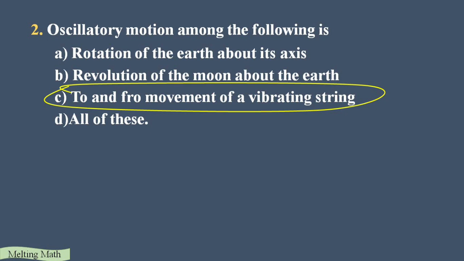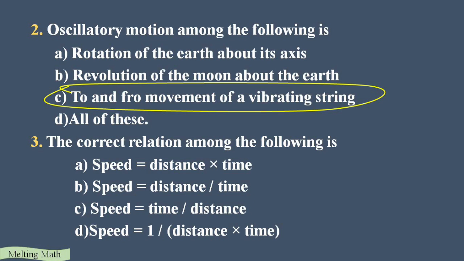Because in oscillatory motion, we get the same position during the moving, that's why we call it oscillatory motion. So option C is the correct answer. Okay, next see the third one. The correct relation among the following is. Here they are mentioning the formula for speed. We discussed this in the previous video. The formula of speed is what? Speed equal to distance divided by time. Option B is the correct answer.